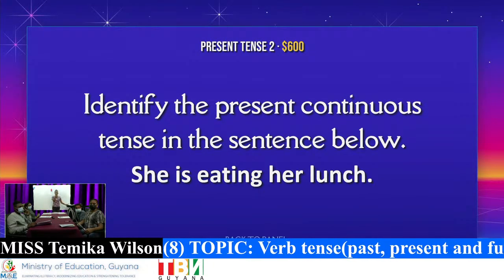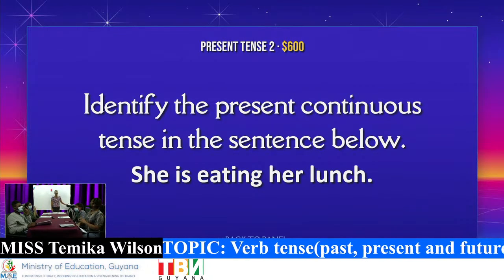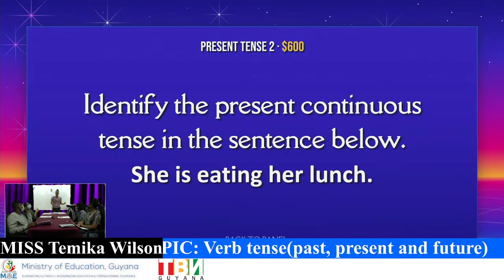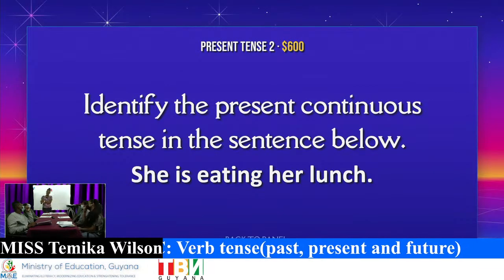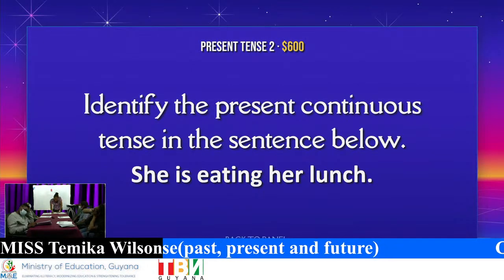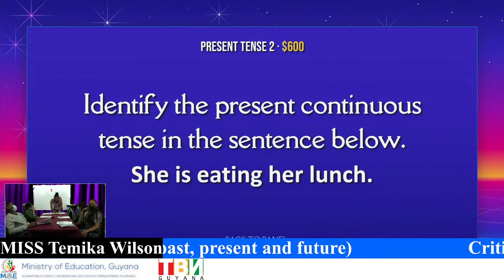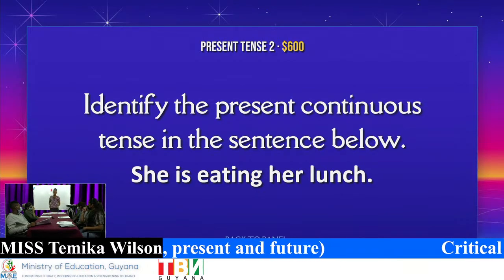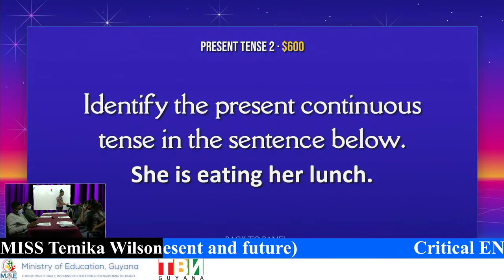Present continuous. Eating. Something is missing. Eating her lunch. No. Ding ding ding. Error. And it goes to Akila and Shamar. Is eating. Is eating for 600. So they get 600 bonus points, and then they get to play again.